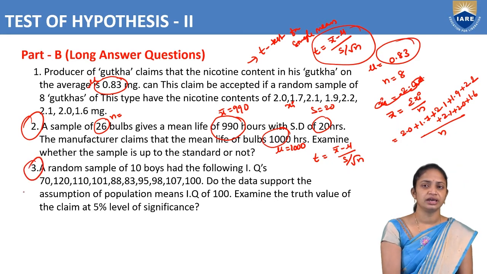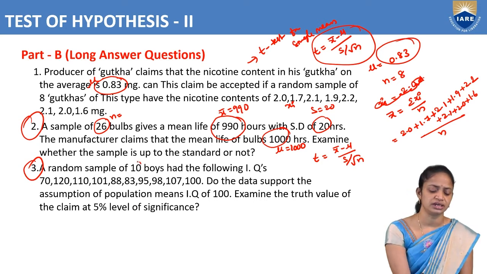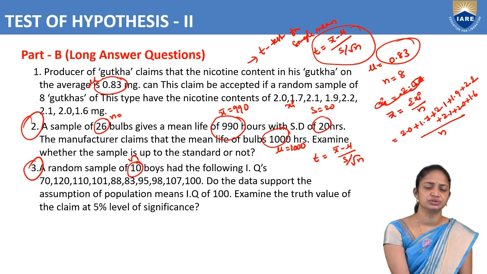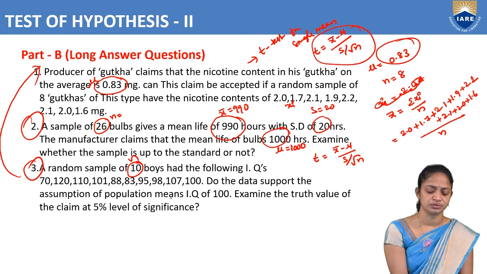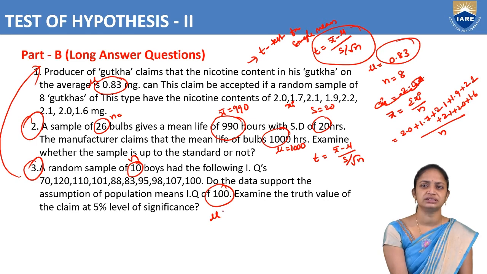So next question. A random sample of 10 boys had the following IQs: 70, 120, 110, 101, 88, 83, 95, 98, 107, 100. Do the data support the assumption of population mean IQ of 100? Examine the truth value of the claim at 5% level of significance. So observe carefully. Here they have given the n value. This is also like the first problem. Here also they have given the n value and the mu value. Population mean is nothing but mu.